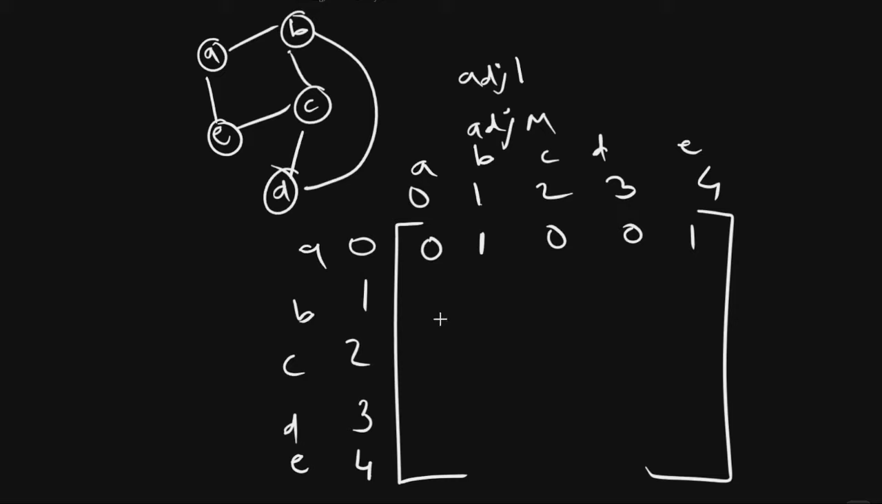Similarly, B to A, we have 1. B to B, nothing. B to C, yes. B to D, yes. B to E, no. C to, and similarly we will continue the whole thing.